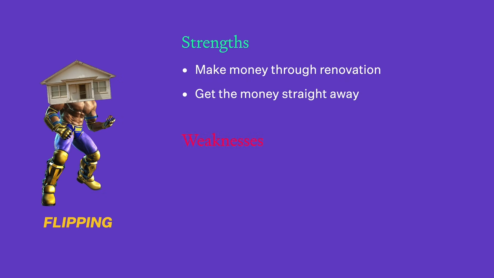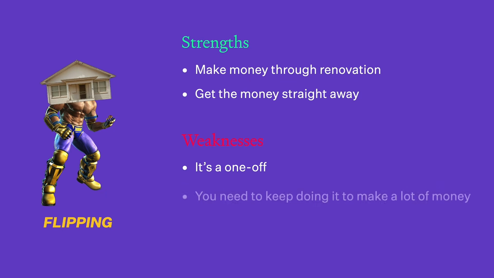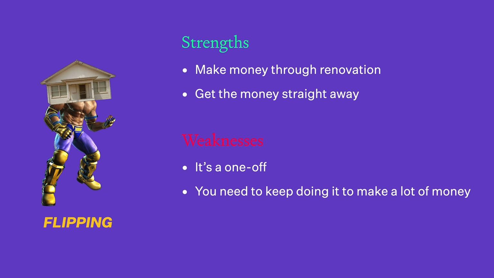But there are some cons too. First up, you've got a one-off profit. Like if you sell that property and it keeps going up in value, you don't get any of that increase anymore. Someone else gets those gains. And remember, you only get the long-term benefit of property prices going up if you hold on to that property for the long term. And you don't do that with flip properties.